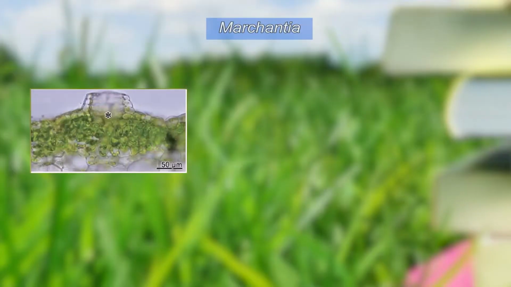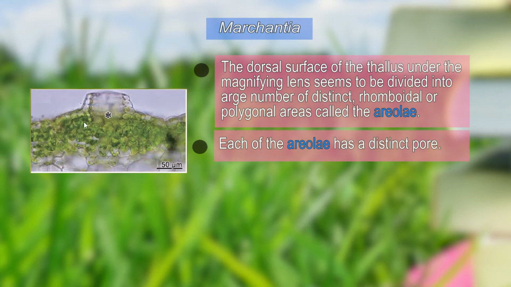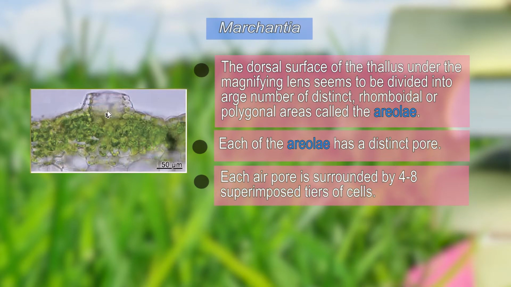The rhizoids are of two main types. These are basically the smooth rhizoids and the tuberculate rhizoids. Moving forward, before proceeding to the anatomical features, there are a number of distinct structures present on the dorsal surface of the thallus. The dorsal surface of the thallus can be divided into a large number of regular, rhomboidal or polygonal areas called areolae. Each of the areolae has a distinct air pore, and the air pore is surrounded by 4 to 8 superimposed tiers of cells.